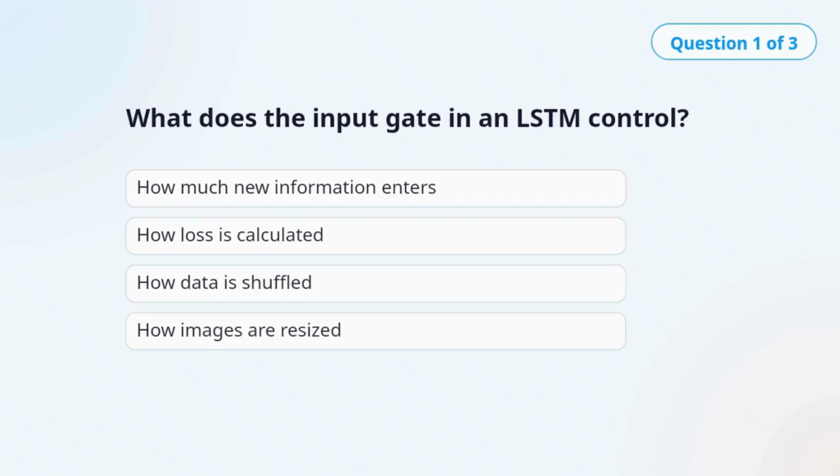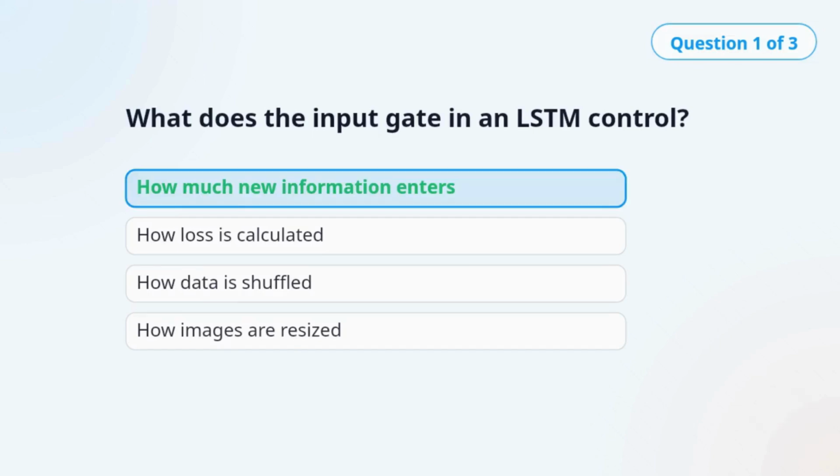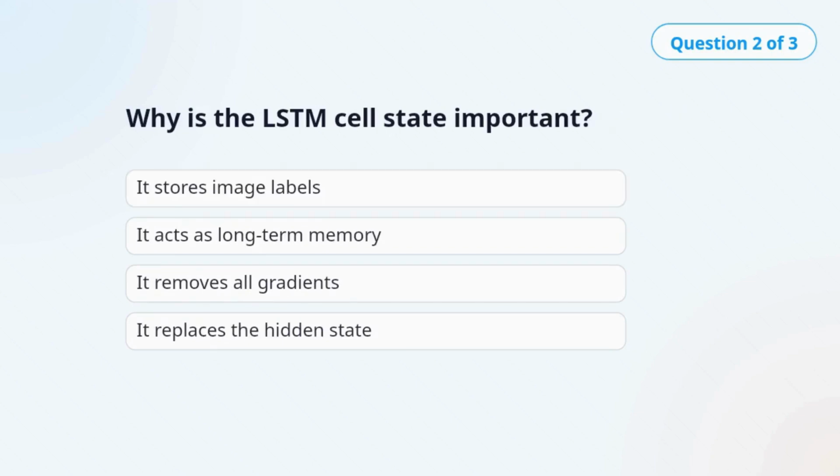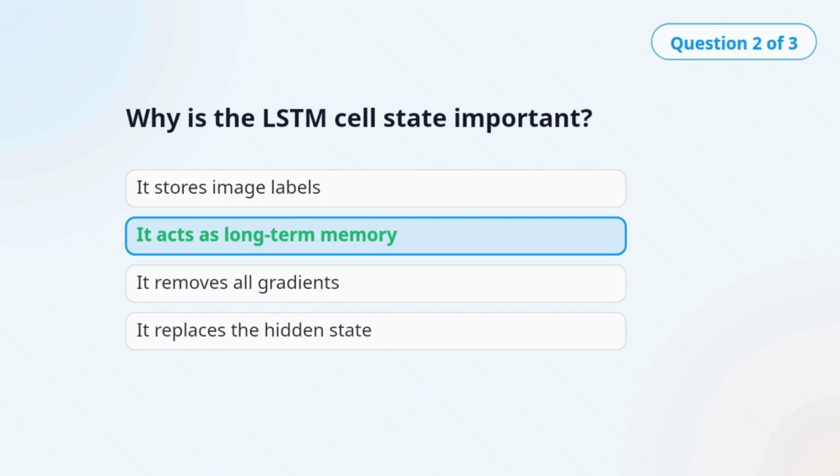Question 1. What does the input gate in an LSTM control? The correct answer is how much new information enters. The input gate regulates the amount of fresh information added to the cell state. Question 2. Why is the LSTM cell state important? The correct answer is it acts as long-term memory. The cell state helps preserve useful information across many time steps.